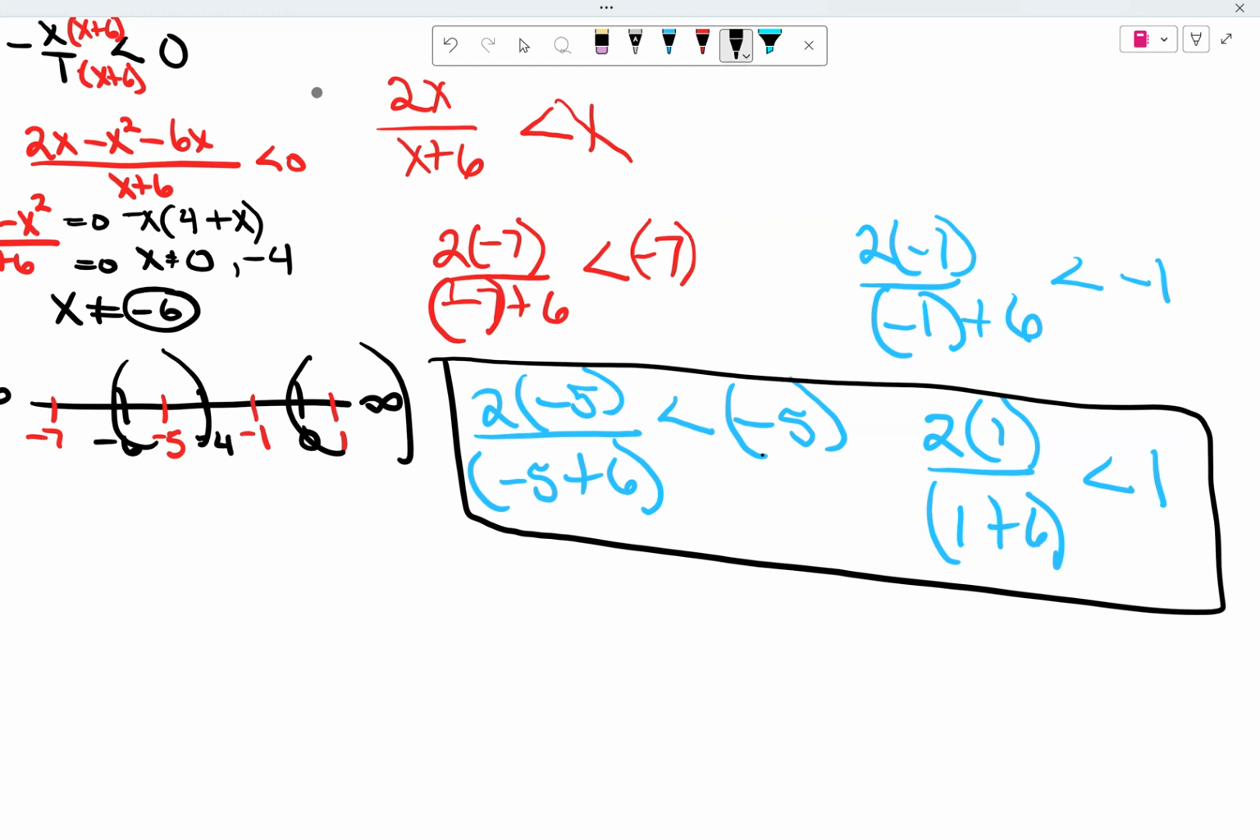So that's number 12. These don't work. If you notice, you get -14 over -14 over 1. That's a positive, so that is huge compared to -7. So that doesn't work. And this one gives you -2 over a positive 6, and that is not less than -1. So that doesn't work either. That's number 12.